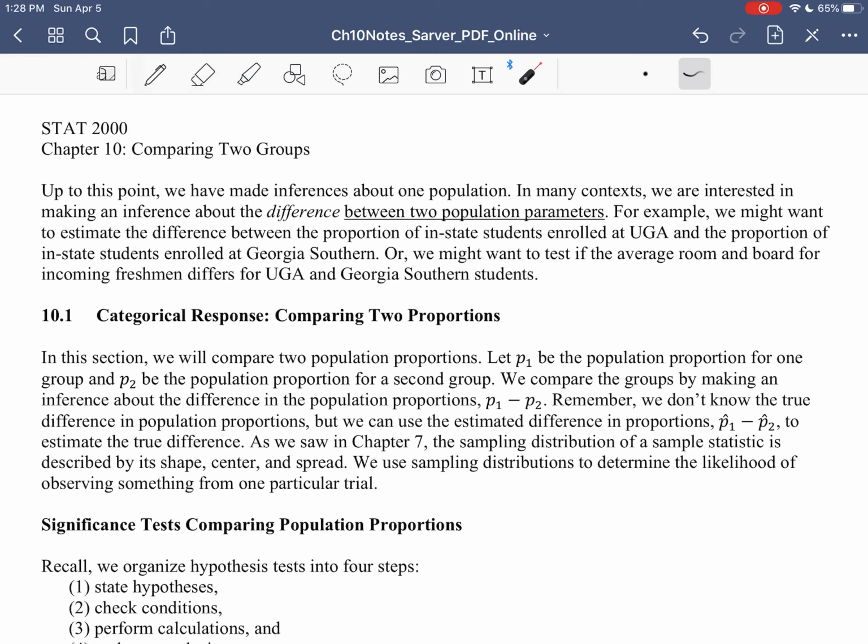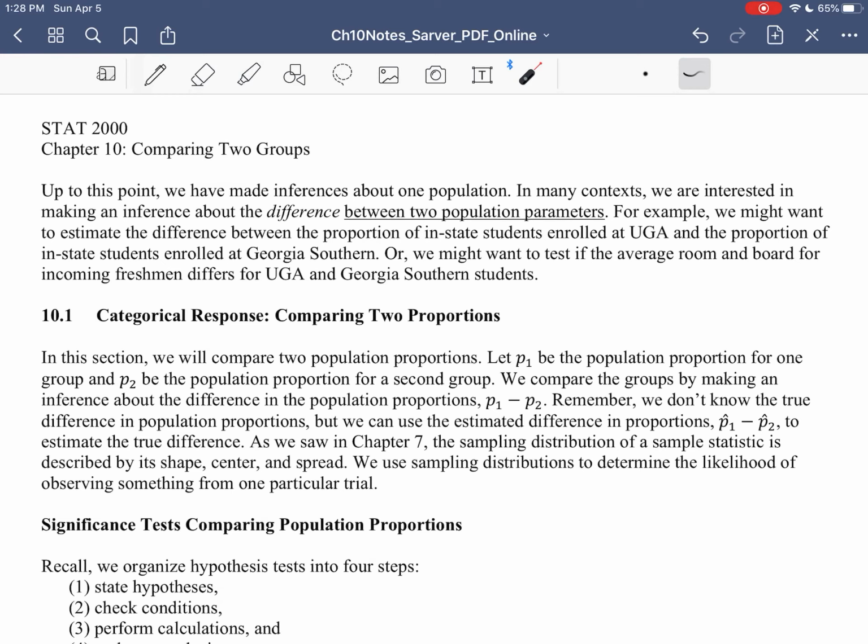Similar to how our previous chapters have been divided up, in 10.1, we're going to be comparing two population proportions. And then in 10.2, we're going to be comparing two population means. So we are still dealing with proportions and means. We still will look at a normal distribution for proportions. We'll look at a t-distribution when we're dealing with means. But the difference here is that now we're comparing two groups.